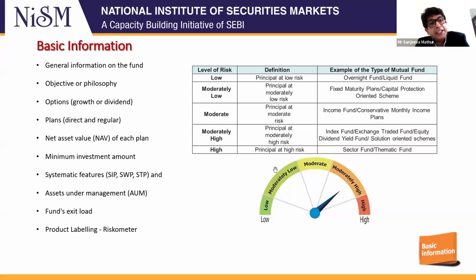Net asset value of each plan. What is the minimum investment amount? It's 5,000, 1,000, but it's mentioned very clearly. Systematic features: SIP, STP, SWP, etc. Assets under management. See, I'll stop here at assets under management.